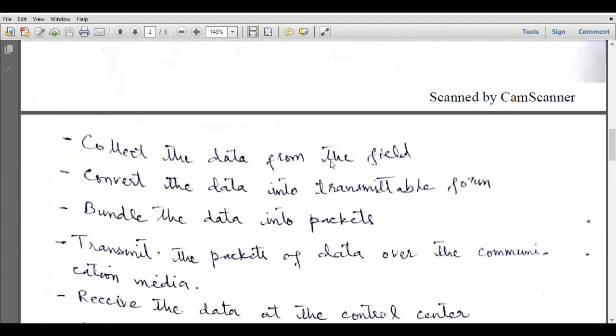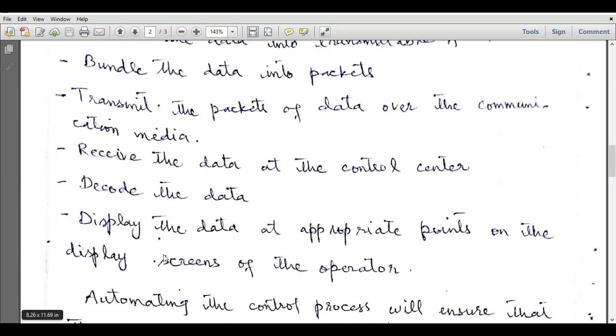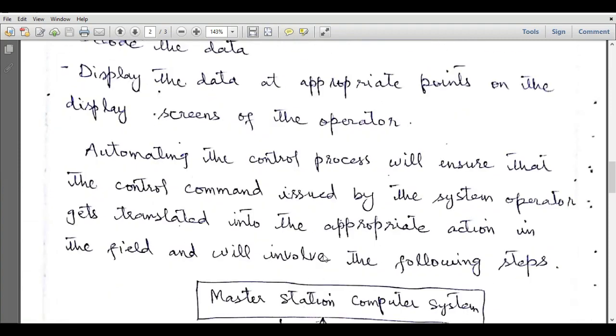So it collects the data from the field, converts the data into a transmittable form, which is a discrete or digital form, bundles the data into packets, transmits the packets of data over the communication media, receives the data at the control center, decodes the data, and displays the data at appropriate points on the display screens of the operator.